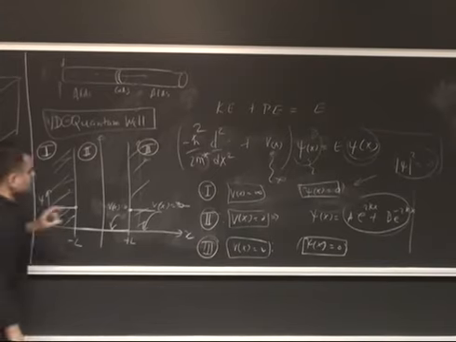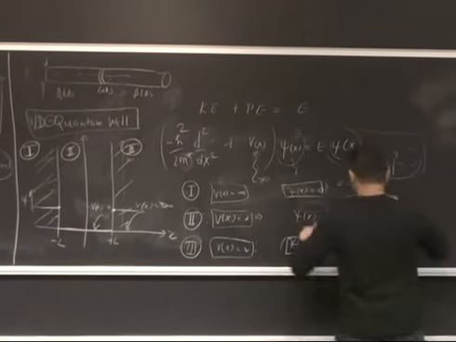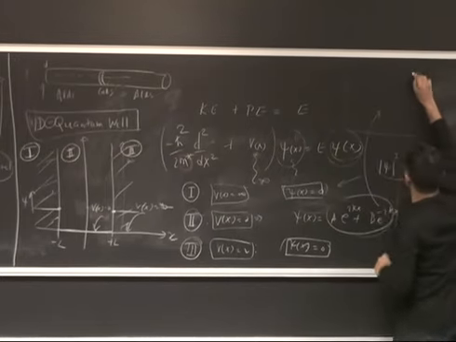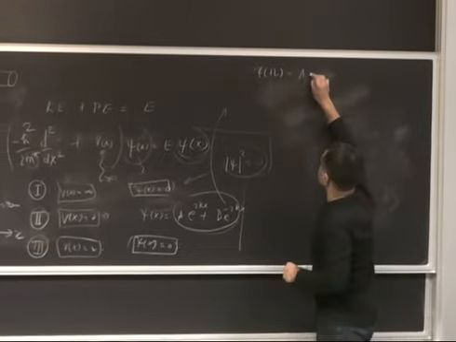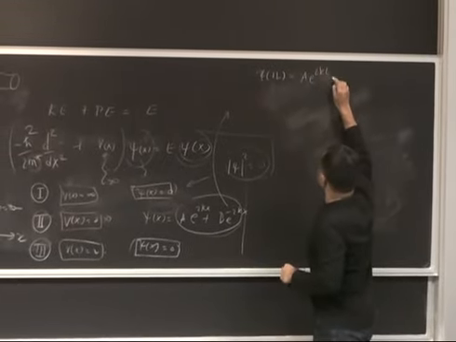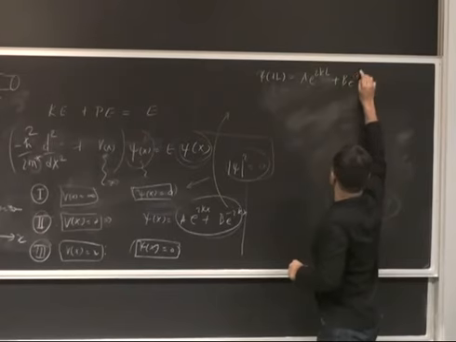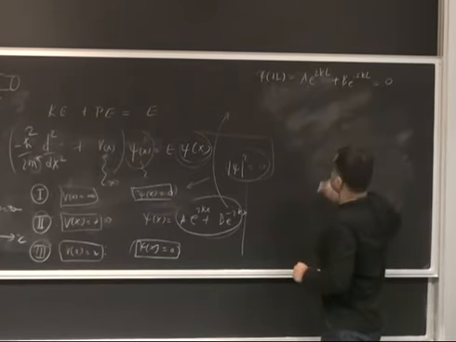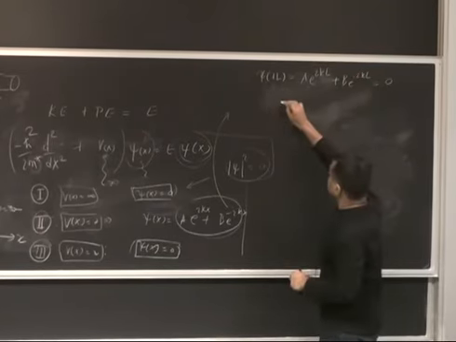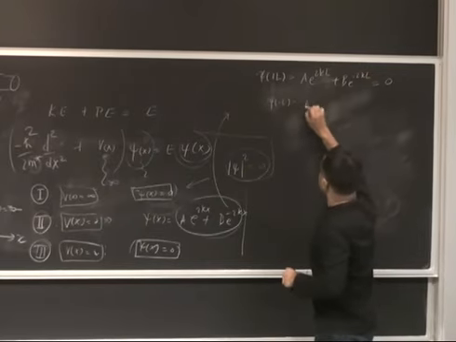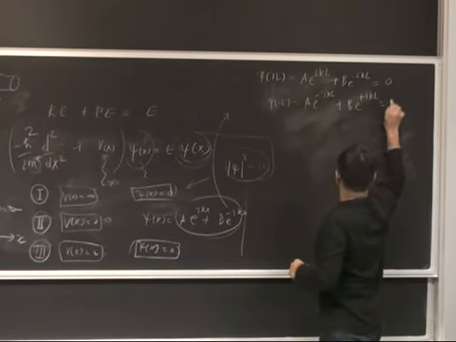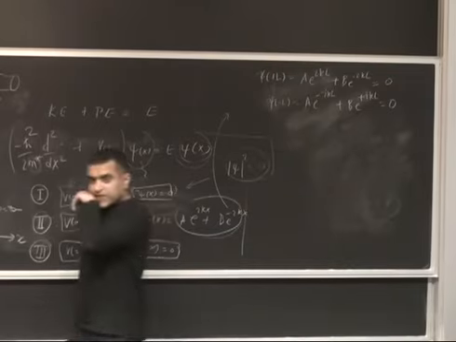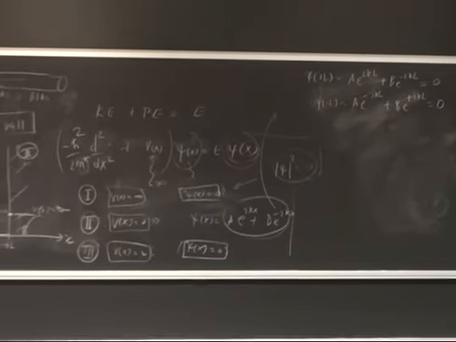And inside we already have this solution here. We can write that psi at plus L will be A e to the power ikL plus B e to the power minus ikL, and it must be equal to 0. And psi at minus L, A e to the power minus ikL plus B e to the power plus ikL, is equal to 0. That makes sense. Just saying that at the edges it's 0. That's it.